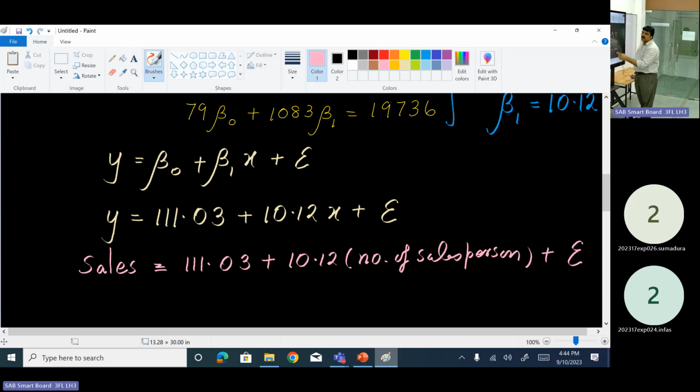We should be able to interpret the model. Interpreting the model and interpreting beta naught and beta 1 are the same question. Because in this model, you have two values. If they ask you to interpret the model, you have to explain both values. If you are asked to interpret beta naught and beta 1, that is also the same question, right? So next we'll see how to interpret beta naught and beta 1.